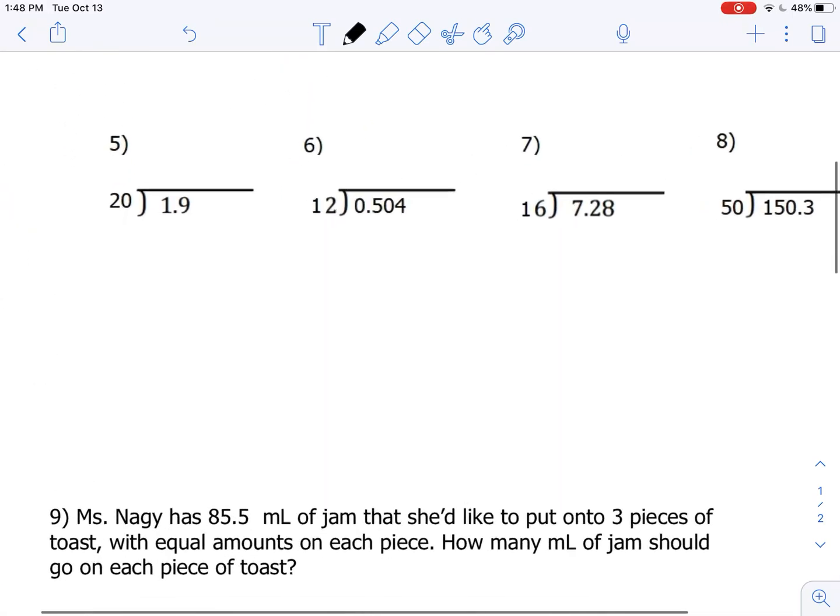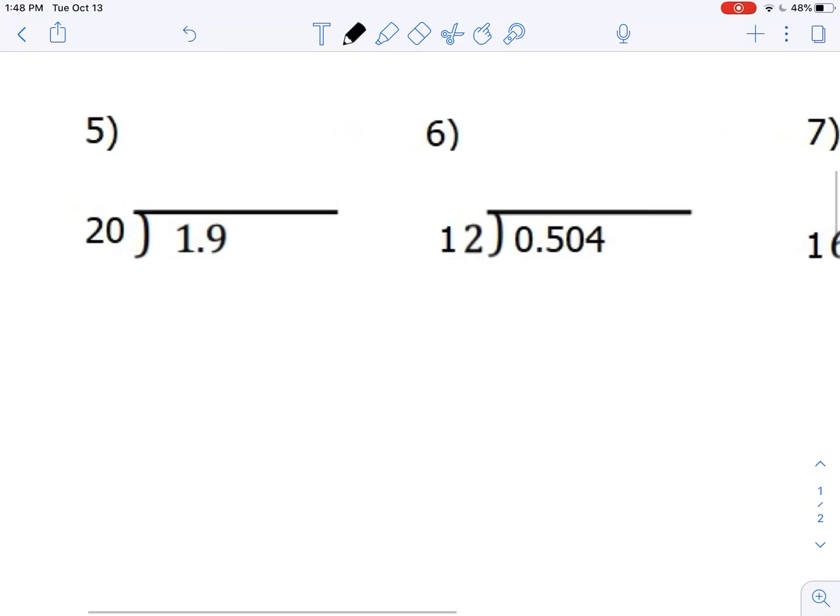All right, on to number 5 here. 1 and 9/10 divided by 20. So we're on to our 2-digit divisors. So we can't make a group of 20 out of 1. I'll put a placeholder above the 1 and bring the decimal point up. We can't make a group of 20 out of 19, so I'm going to put a 0 there. And we're going to add some zeros after the 9 in 1 and 9/10. So you can add one at a time in, you can add a bunch in, it's up to you.